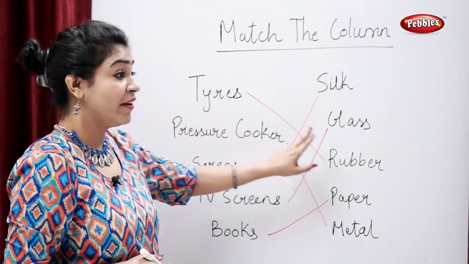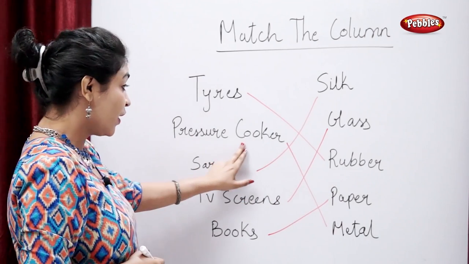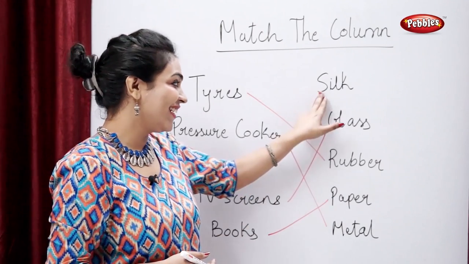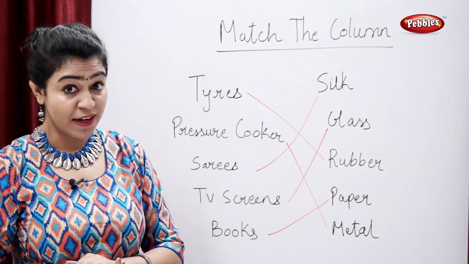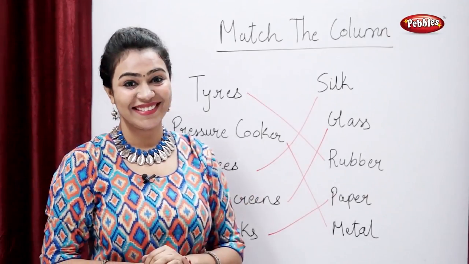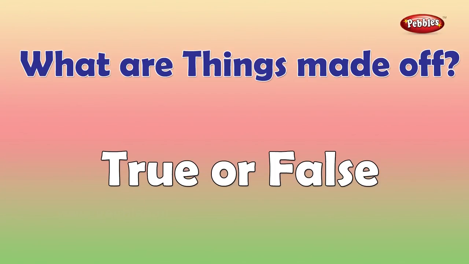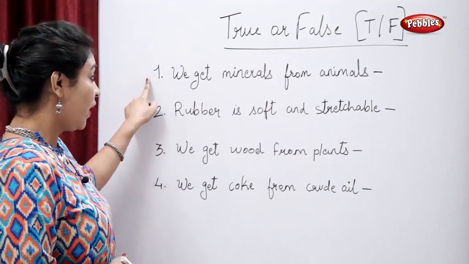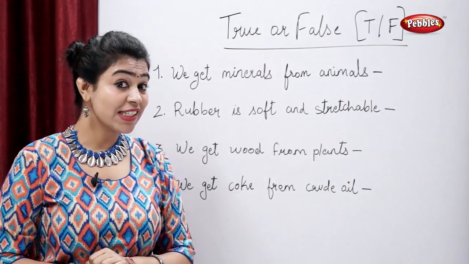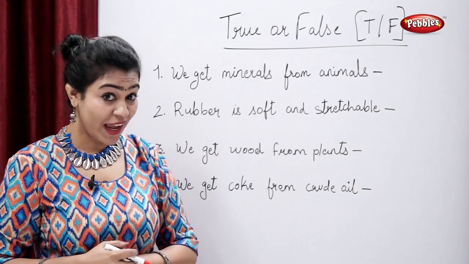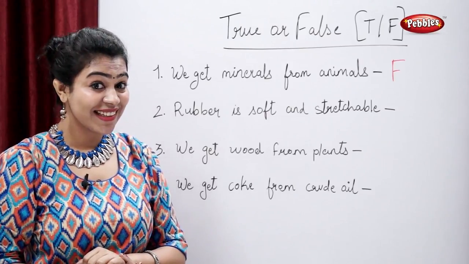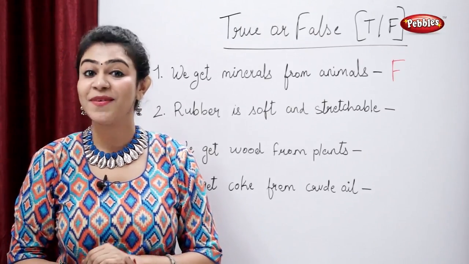So tires are made from rubber. Pressure cooker is made from metal. Sarees are made from silk. TV screens are made from glass. And books are made from paper. True or false? We get minerals from animals. Is it a true or a false? False, right? So what is the correct sentence? We get minerals from earth.